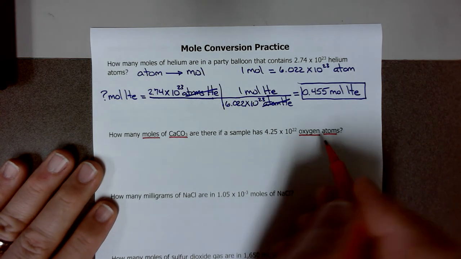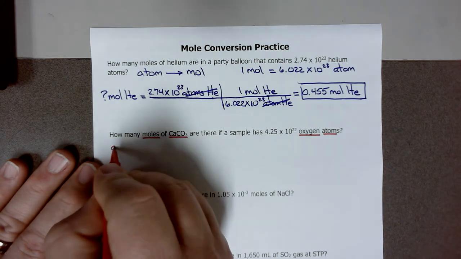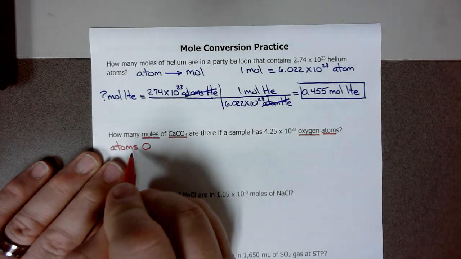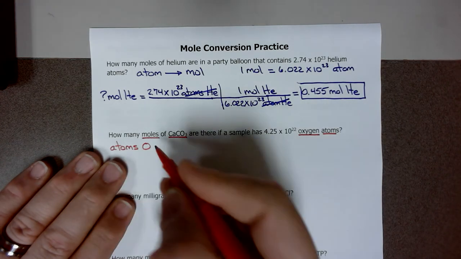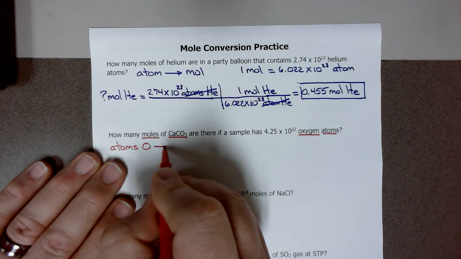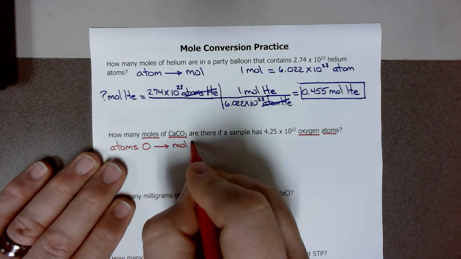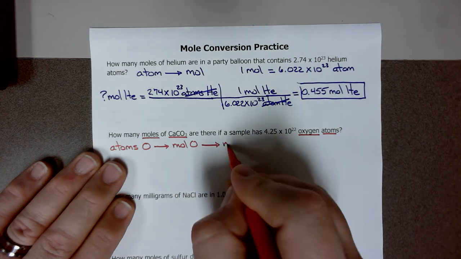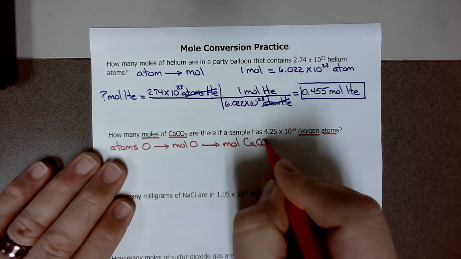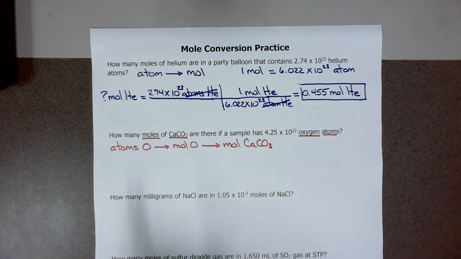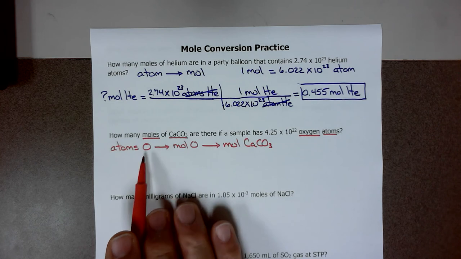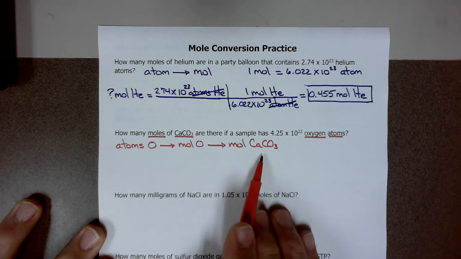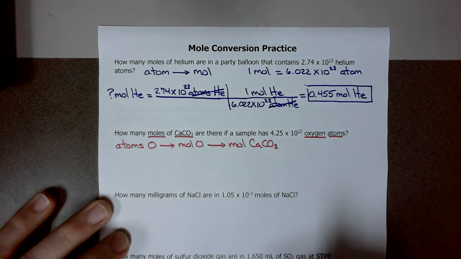So let's do our pathway first. And so we start out with atoms of oxygen. Now I don't want atoms of oxygen, I need moles of oxygen before I can go to the next substance. So I'm going to convert atoms to moles, and that's going to be moles of oxygen, and then I'm going to convert moles of oxygen to moles of calcium carbonate. So I got to use Avogadro's number to convert from atoms to moles, and then I'm going to use the mole-mole ratio to convert from one substance to another substance.